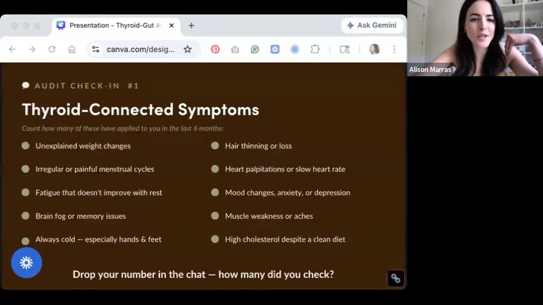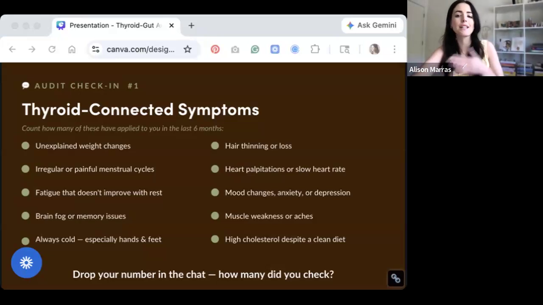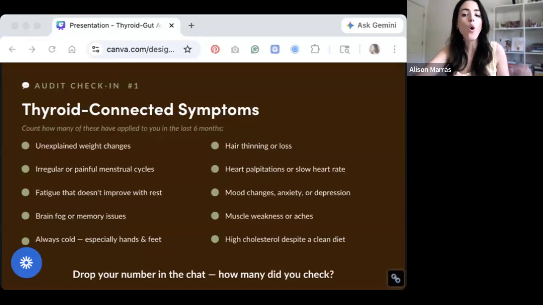All right, let's do it. First check-in. I'm going to read a list of thyroid-connected symptoms. You can see this, right? We're going to count how many especially apply to you in the past 6 months at least. So we have unexplained weight changes, that could be either a lot of gaining or a lot of losing, irregular or painful menstrual cycles, fatigue that does not improve with rest, brain fog or memory issues, always cold, especially your hands and feet.